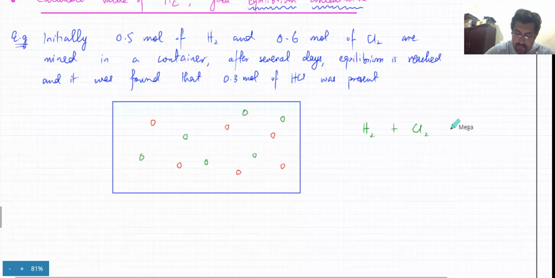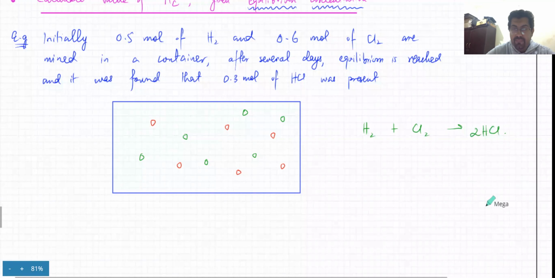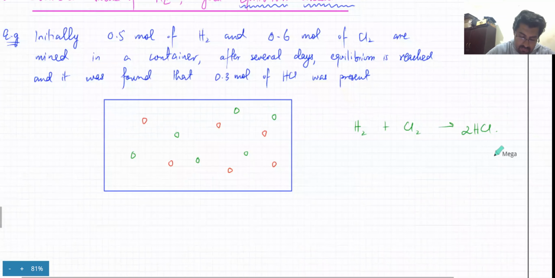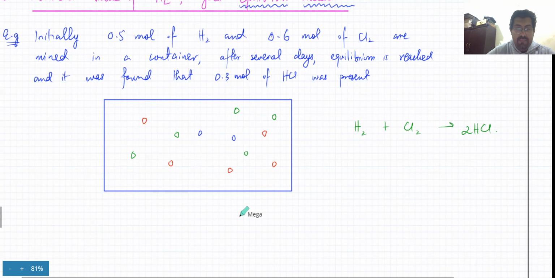and then a reaction would happen, and HCl would be produced, and two molecules of HCl are going to be produced. Slowly, one H2 would react with one Cl2, and they would produce two molecules of HCl. So two molecules of HCl are produced, and these are gone. They have reacted. Similarly, let's say two more molecules of H2 and Cl2 react and produce two molecules of HCl. So the reaction starts happening and products start getting produced.